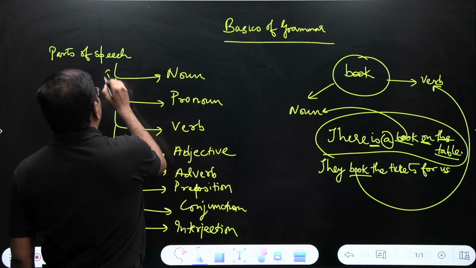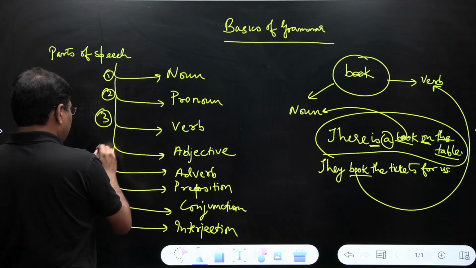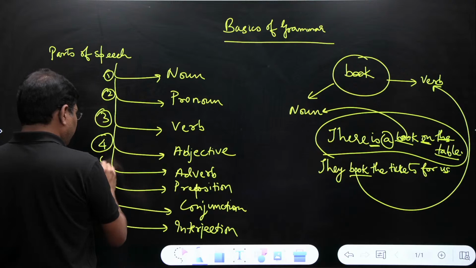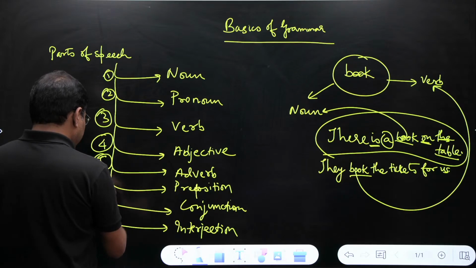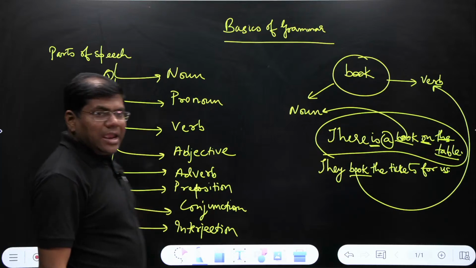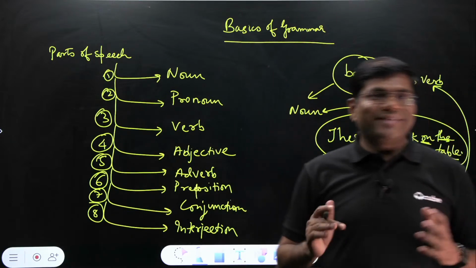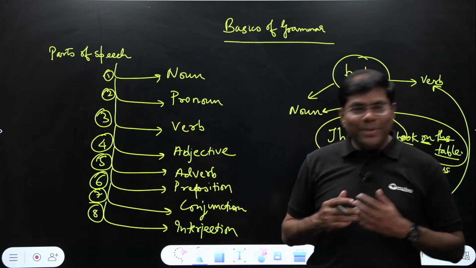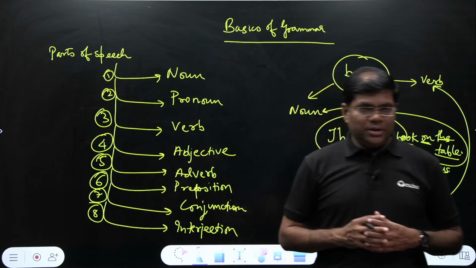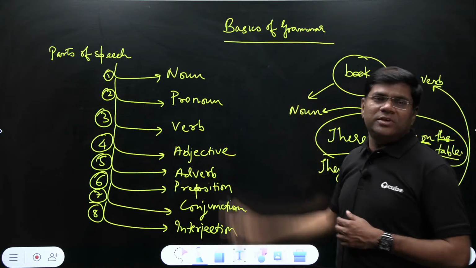Number one, it could be a noun. Number two, it could be a pronoun. Number three, it could be a verb. Number four, it could be an adjective. Number five, it could be an adverb. Number six, it could be a preposition. Number seven, it could be a conjunction. Number eight, it could be an interjection. There are 8 different parts of speech in the English language. Now, what does it mean? I will repeat again. Any word that you use in a sentence could belong to one of these categories.